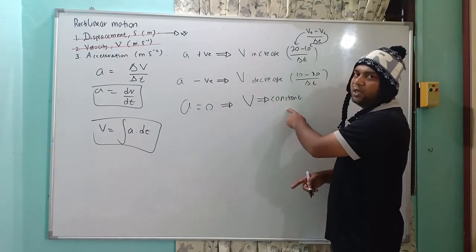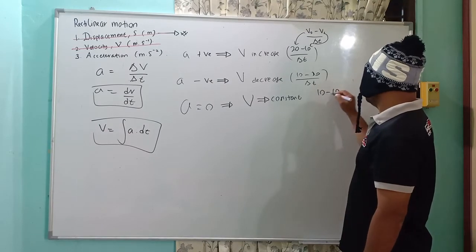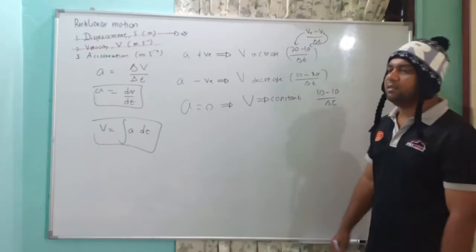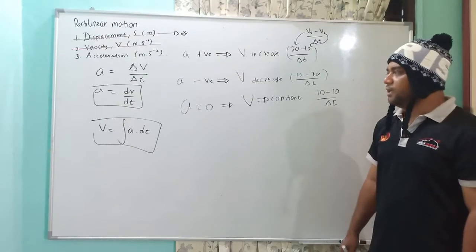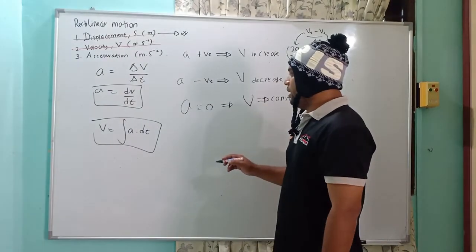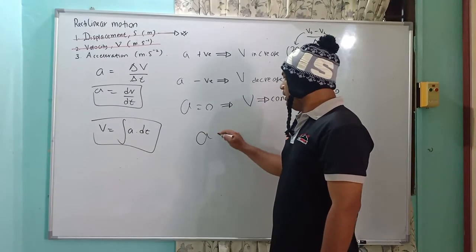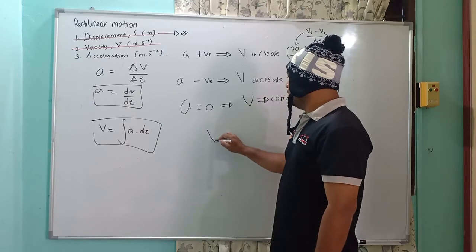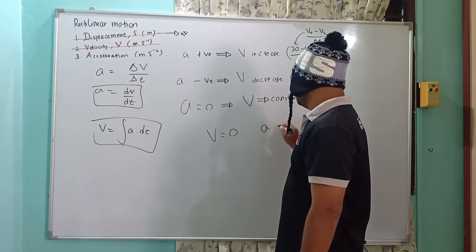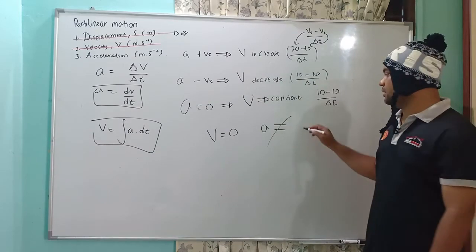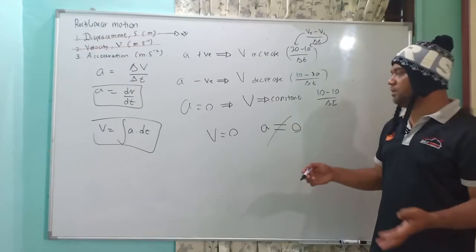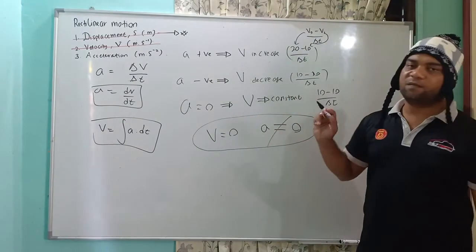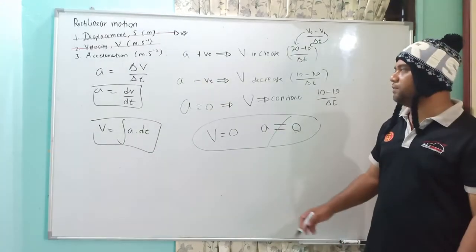But here we have V2 and V1 the same value. So 10 minus 10 divided by delta T. 10 minus 10 will be 0, so the acceleration will be 0. There is also a condition where V equal to 0, but A is not necessarily 0. In some conditions where there's no velocity, A is 0, yes. But in some conditions, even though the velocity is 0, A might not be 0. You really have to check on this one.